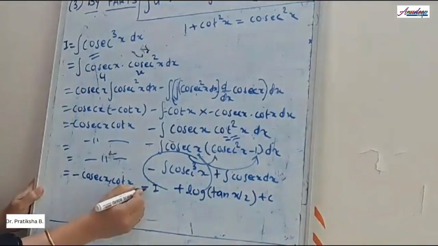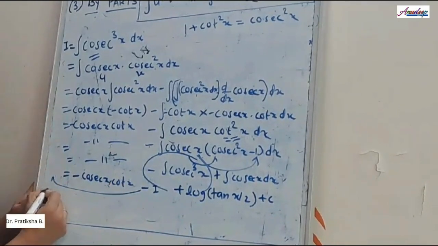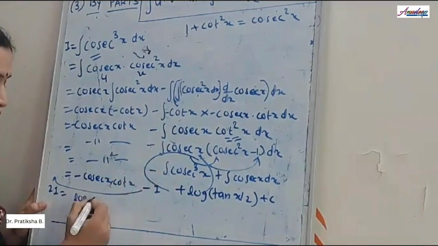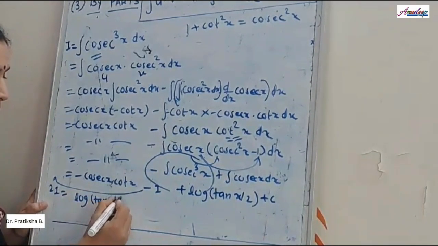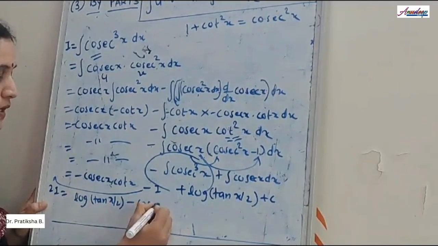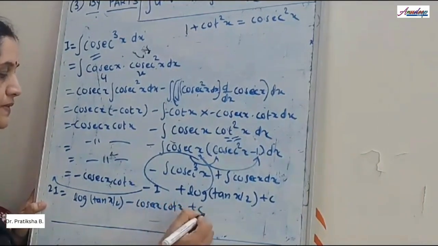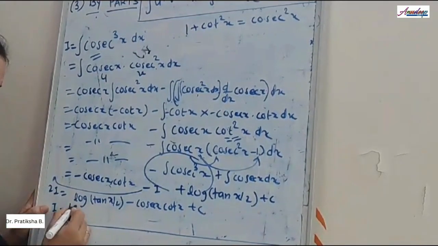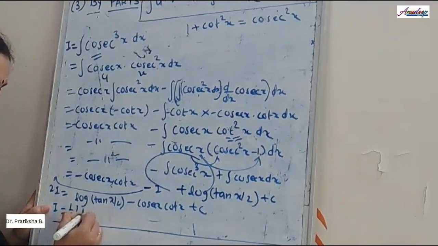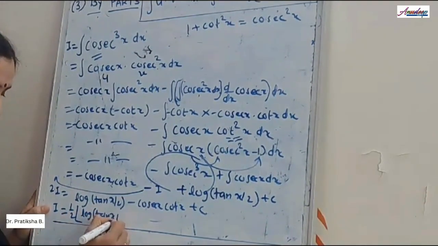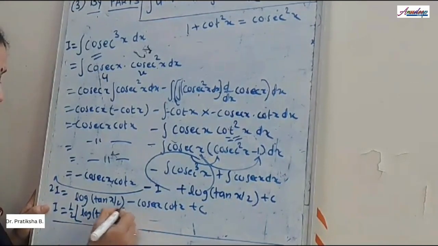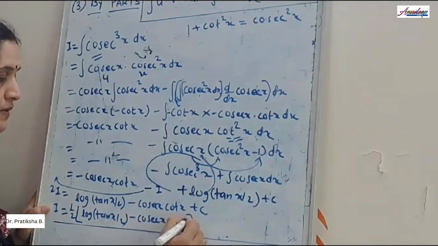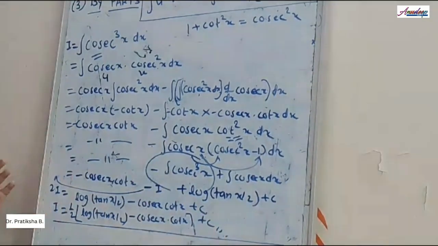So I can transfer I to the left hand side. I am getting 2I is equal to log of tan x by 2 minus cosec x cot x plus c. Here I have to transfer this 1 by 2, so I becomes 1 by 2 of log of tan x by 2 minus cosec x into cot x, plus c. This is the final answer.